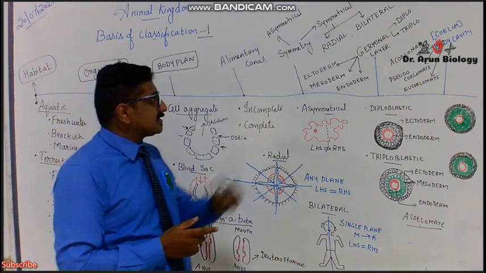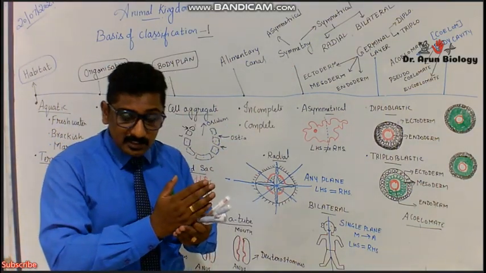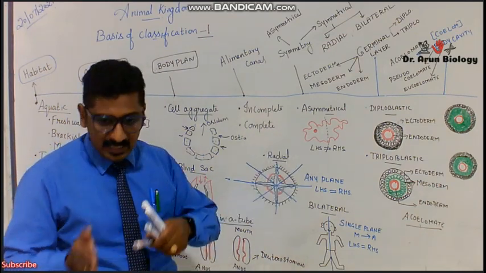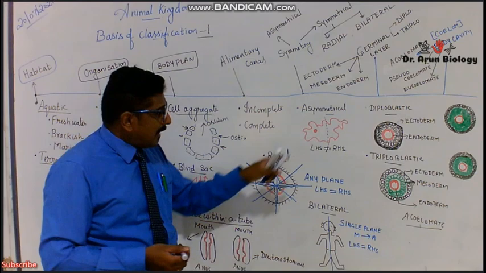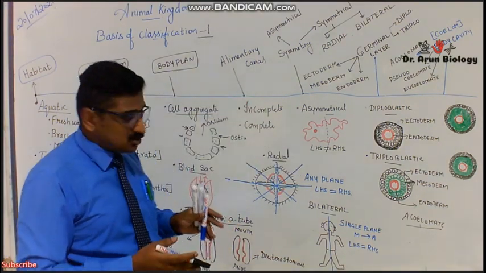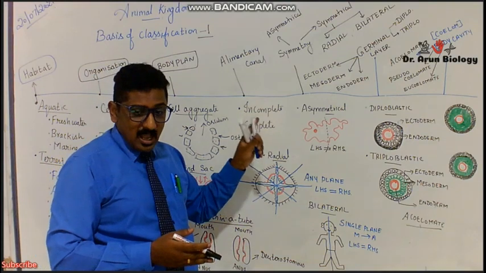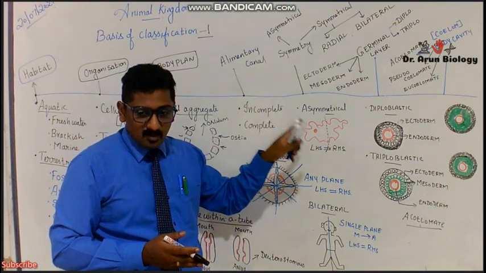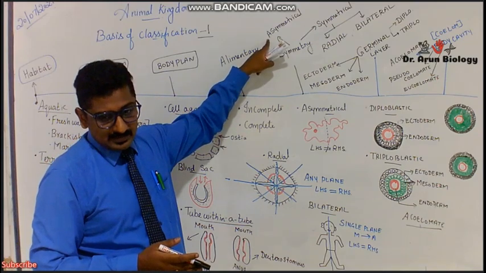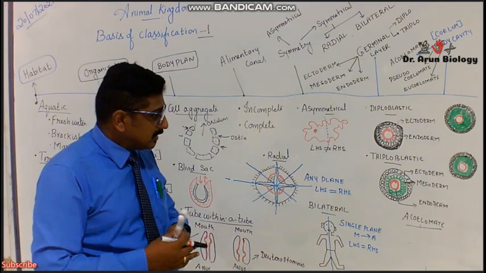Next we have symmetry, the capacity to divide into two identical halves, the left and the right halves. If I am not able to differentiate, or if any plane crossing the body is not able to divide it into identical left and identical right halves, we are going to call them asymmetrical organization.